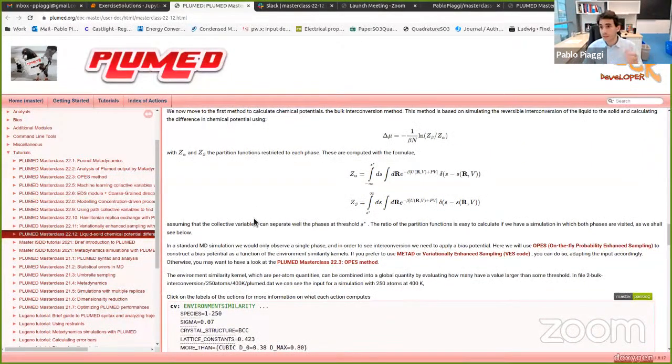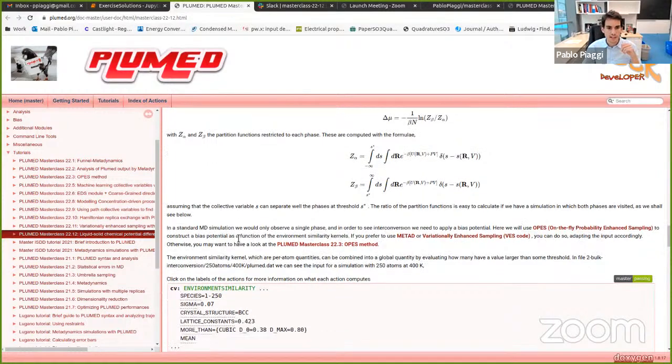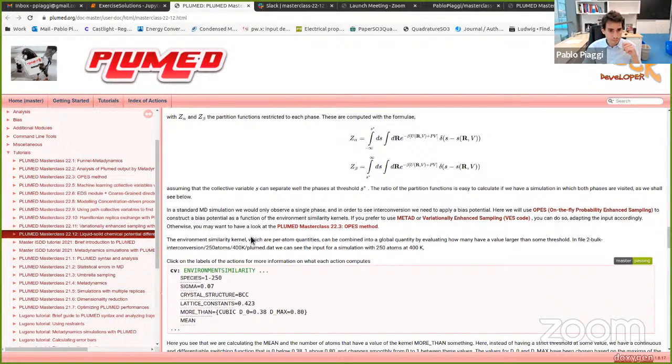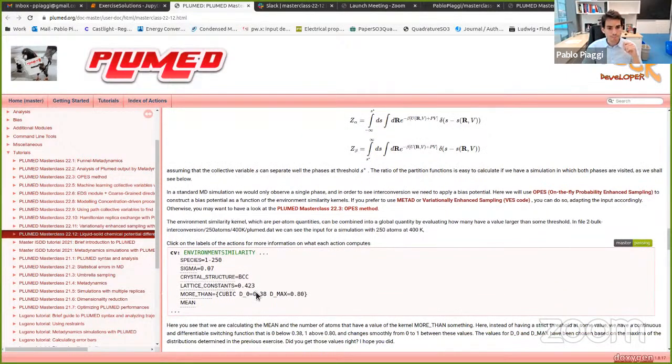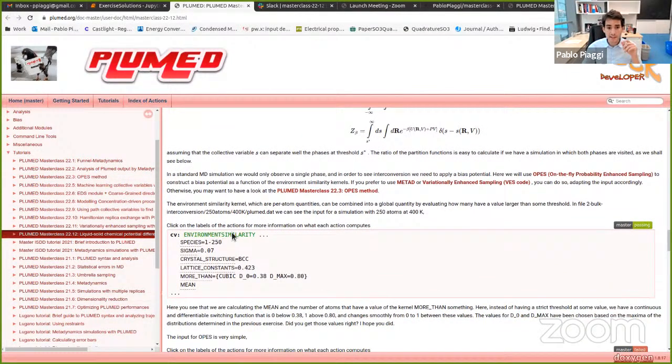Of course, in a standard MD simulation, you wouldn't observe any transitions, so we must introduce a bias potential in order to see the transitions. Here I chose to use OPES. One can also use metadynamics or any other method. I just chose this because I thought it was a simple way to go about it. So what we will do is the following.